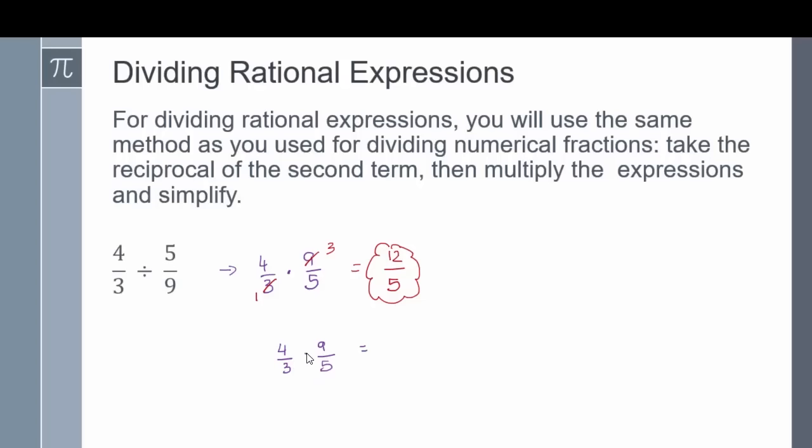Another way of multiplying 4/3 times 9/5 and simplifying is to multiply across. 4 times 9 is 36. 3 times 5 is 15. 36 and 15 are both divisible by 3, so we can factor out a 3. 12 times 3 is 36. 5 times 3 is 15. I can take out my common factor, which is 3 divided by 3, gives me 1, and I'm left with 12 over 5.